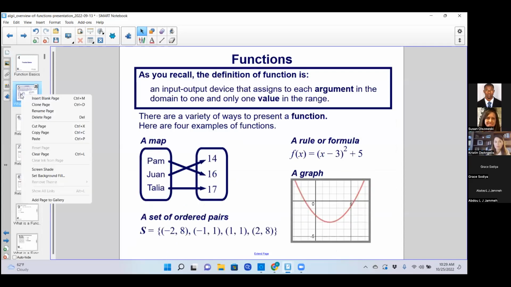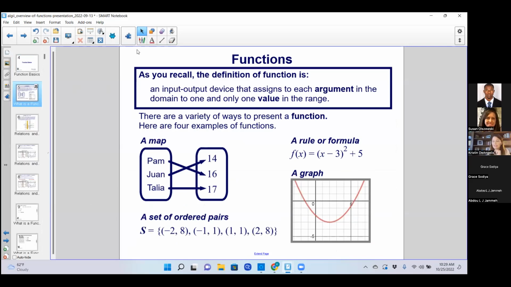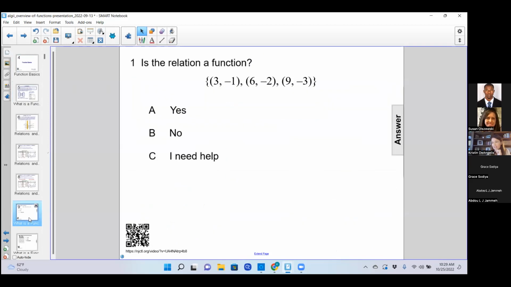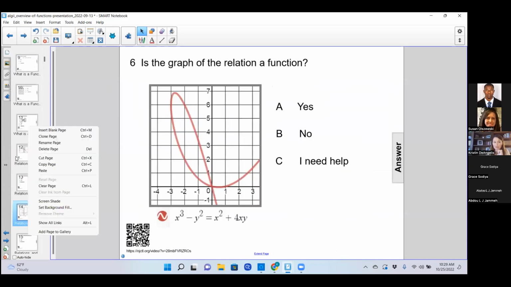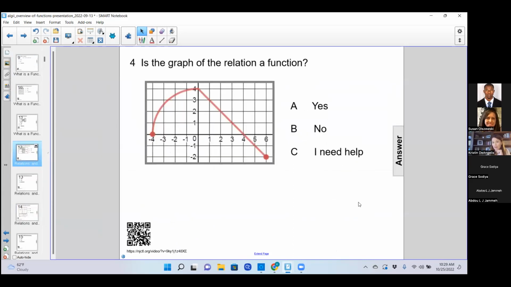So main thing with our presentations when you're looking through, dark blue font is direct instruction. Black font is our formative assessment. You will see all the formative assessments. They're right there for you. You don't have to create them at all.